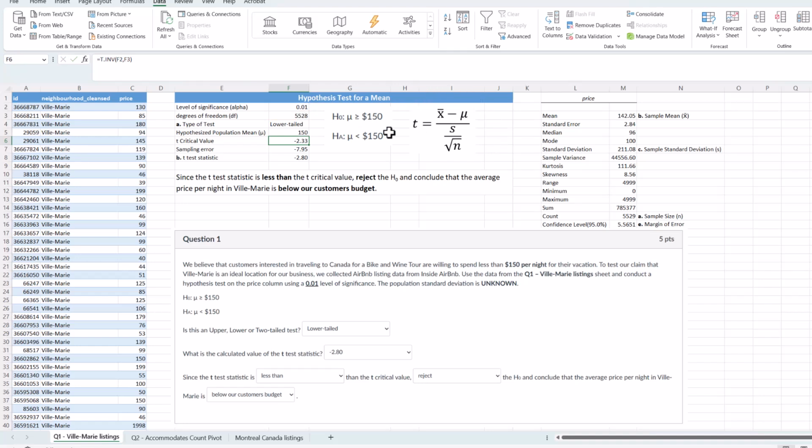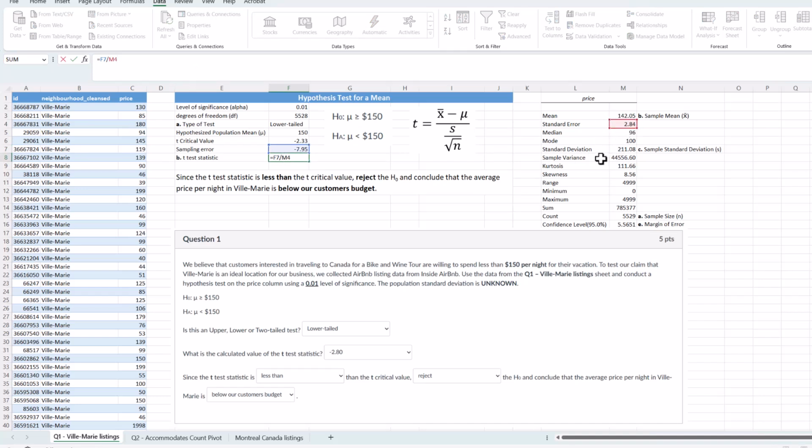So here's the formula for the t-test statistic. We're going to calculate the sampling error first, which is the sample mean minus the population mean. We have the sample mean of 142.05, and I'm going to subtract 150, and we get a sampling error of negative 7.95. Now all we need to do is divide that by the standard error. Here's the formula: the sampling error divided by the standard error.